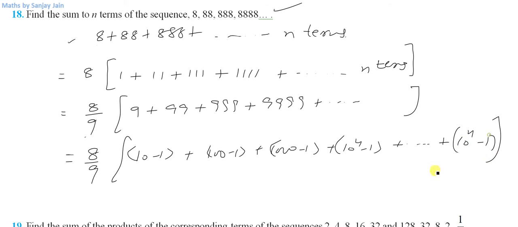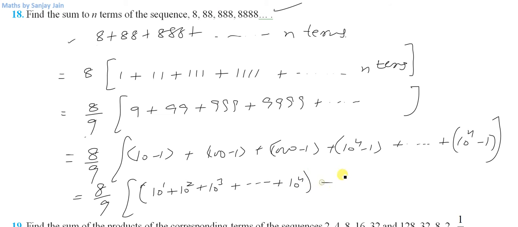So 10 raised to power n minus 1. And further, if you see, I can separate these: 10 raised to power 1, 10 raised to power 2 like this, and this will go up to 10 raised to power n, and these 1s I can write separately. So 1 plus 1 plus 1, how many times? n times.